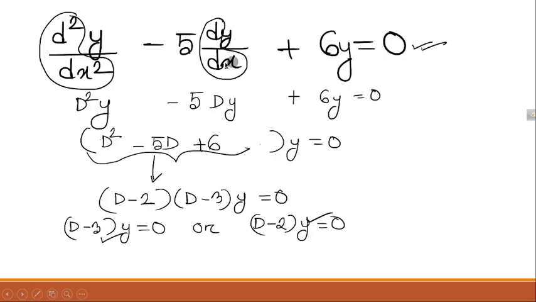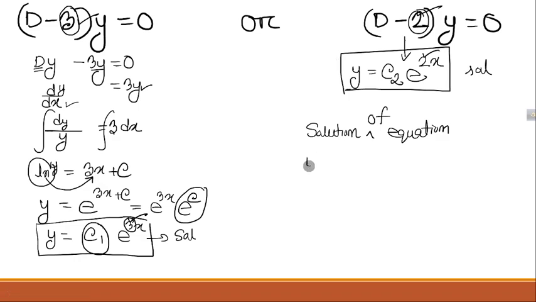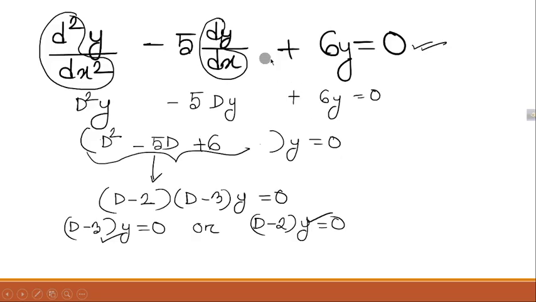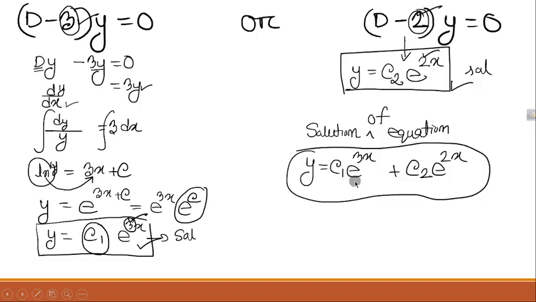Which equation? This equation. I can write, be careful, see what I am writing. I can write the sum of these two solutions, c1 e to the power 3x, then c2 e to the power 2x. You might be wondering why I do a summation of two solutions here, and I call this summation the solution of the main equation. That means the solution of this equation is the summation of these two solutions. But why? What is the reason?